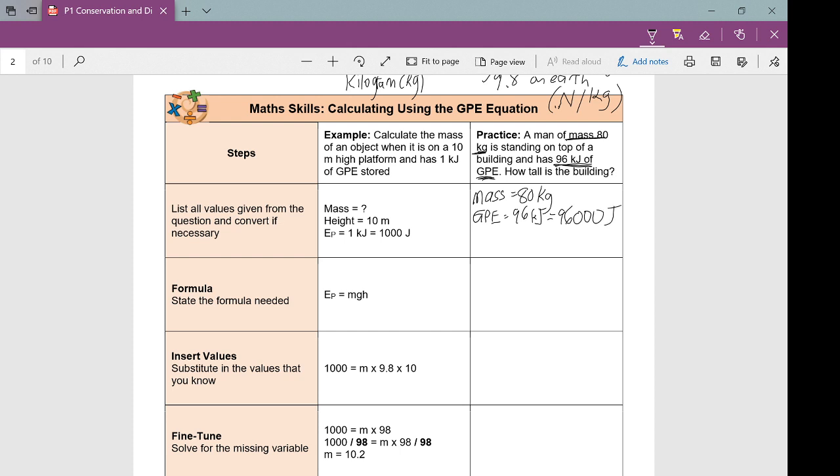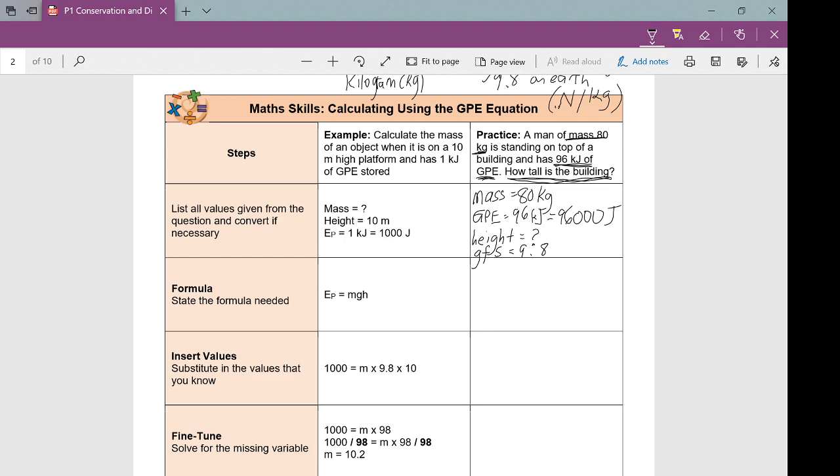And then it asks me, how tall is the building? So I want to find the height. Height equals question mark. And then my gravitational field strength, because I'm on Earth, I'll write GFS is 9.8.